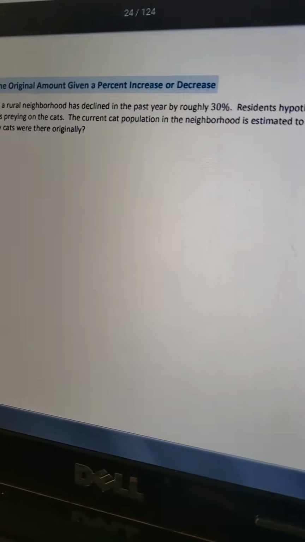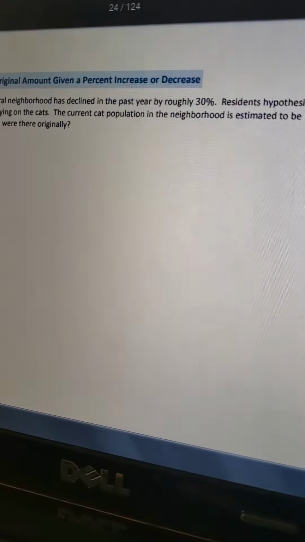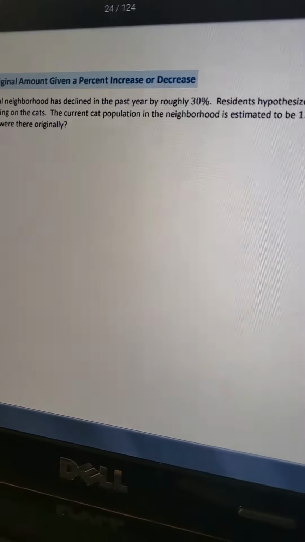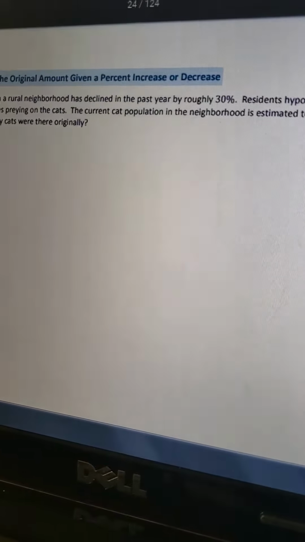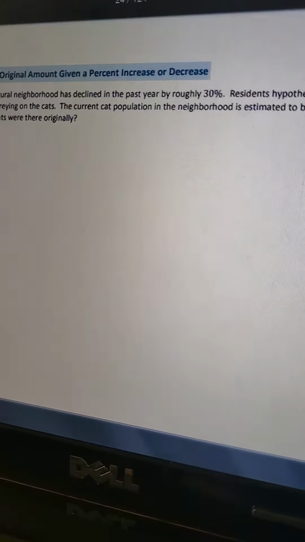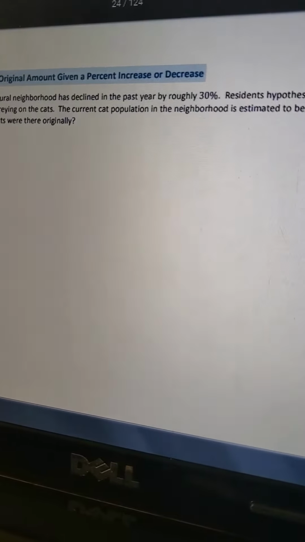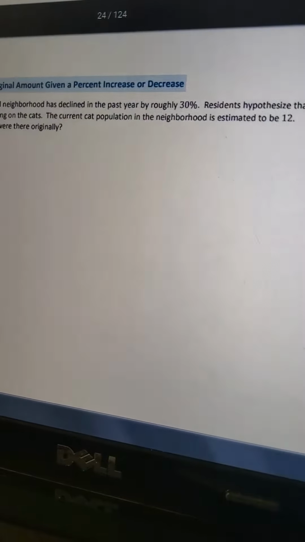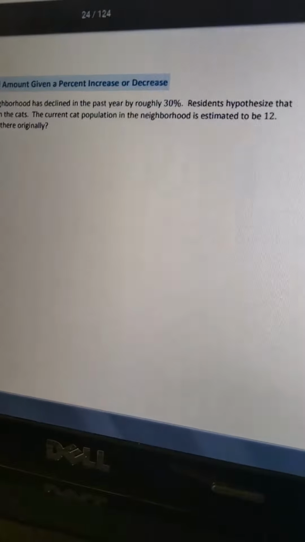So if you want to get the correct answer for this, you have to use the other part of the percentage again. So 30% have declined. What percentage are remaining still? So go ahead and write your new formula, and then we'll continue.